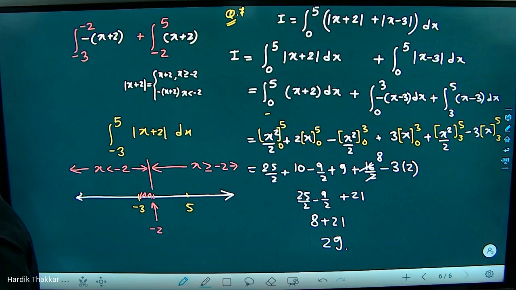Now try the second part of question 7, because these type of questions are most important. So make sure that you must be able to solve these questions. Both the parts of question 7, that is second and third part, just solve it right now.